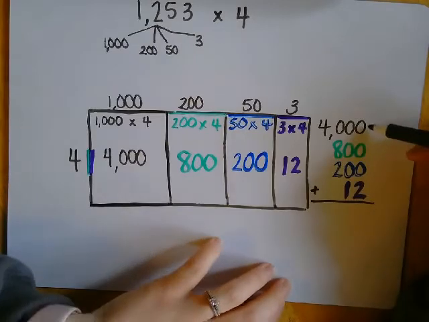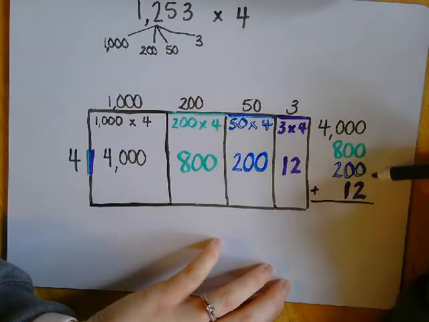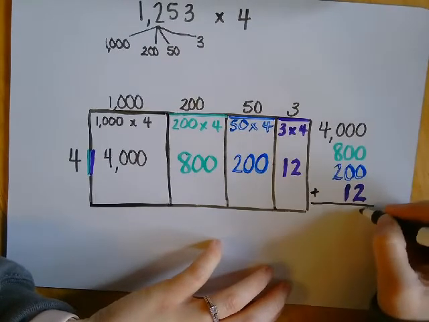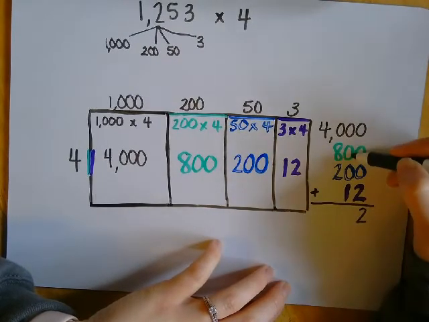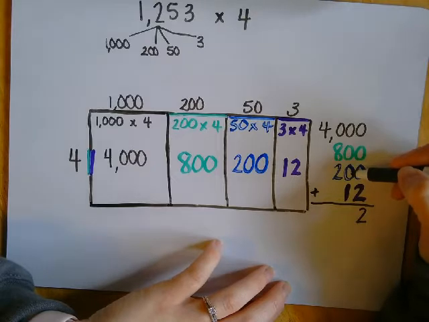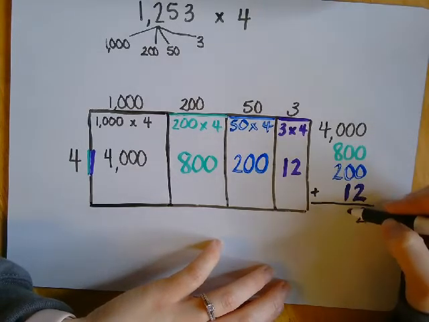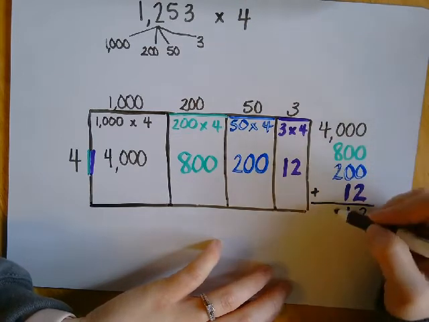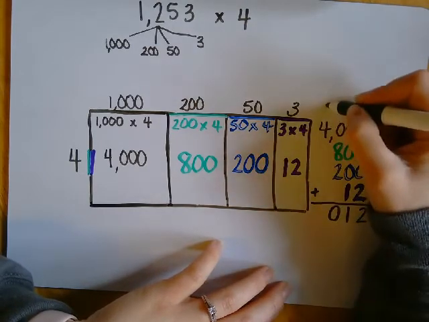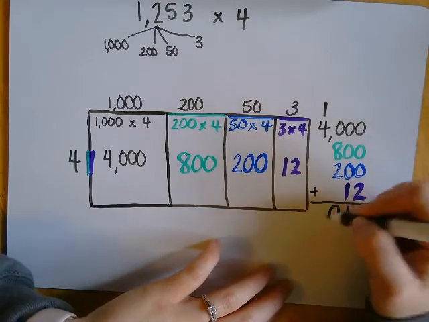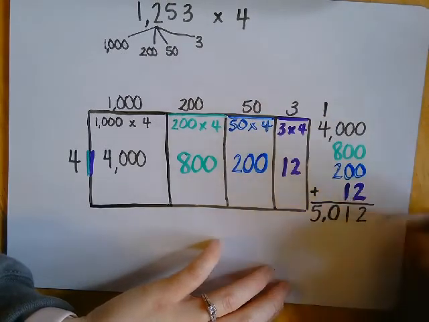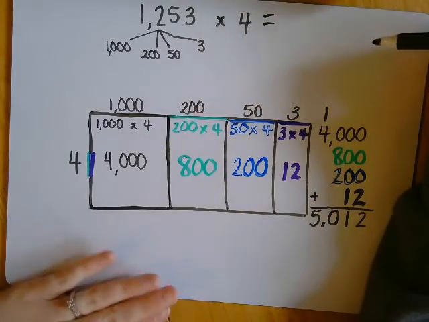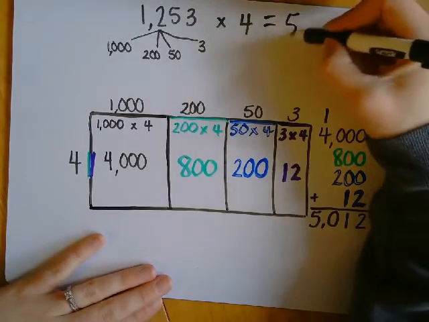So starting in the ones place, 0 plus 0 is 0, plus 0 again is still 0, plus 2 more is 2. 0 plus 0 is 0, plus 0 is 0, plus 1 more is 1. 0 plus 8 is 8, plus 2 more is 10. 1 plus 4 is 5. So 1,253 times 4 equals 5,012.